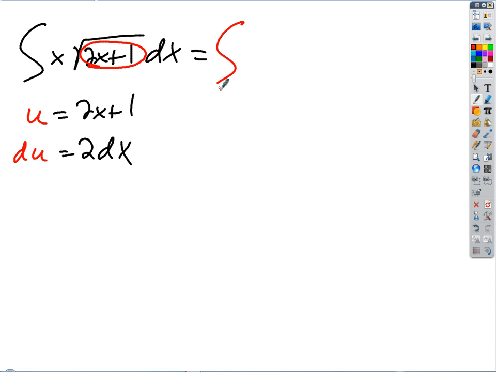Just like before, I get a u to the 1/2 times a 1/2 du, but I've only accounted for those parts. Whoops, I've still got an x in there. So it didn't work. So it is all lost. Well, maybe not. Does anybody have a suggestion here? How could we, that's an incomplete substitution. Does anybody see how we could complete this substitution?